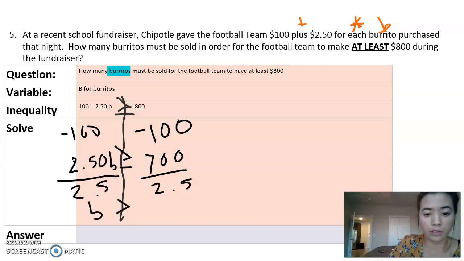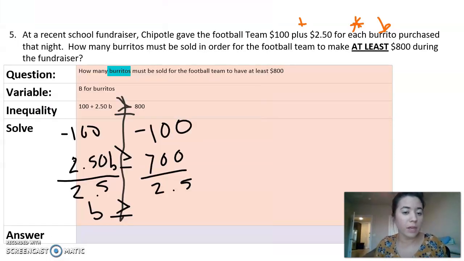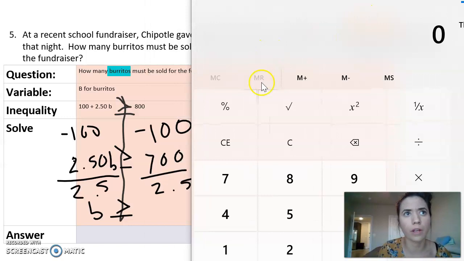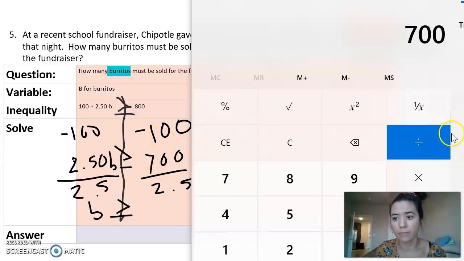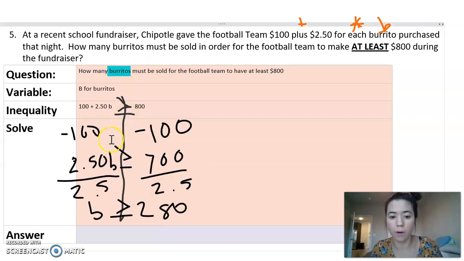And we get B is greater than or equal to, and just like I told you guys earlier this week, for these it's totally fine to use your calculator. I'm more worried about whether you can set it up correctly. So I'm going to type in 700 divided by 2.50, and we get 280. So now what does that mean in the context of this problem? Well, I know that B stands for burritos. So the number of burritos is greater than or equal to 280.